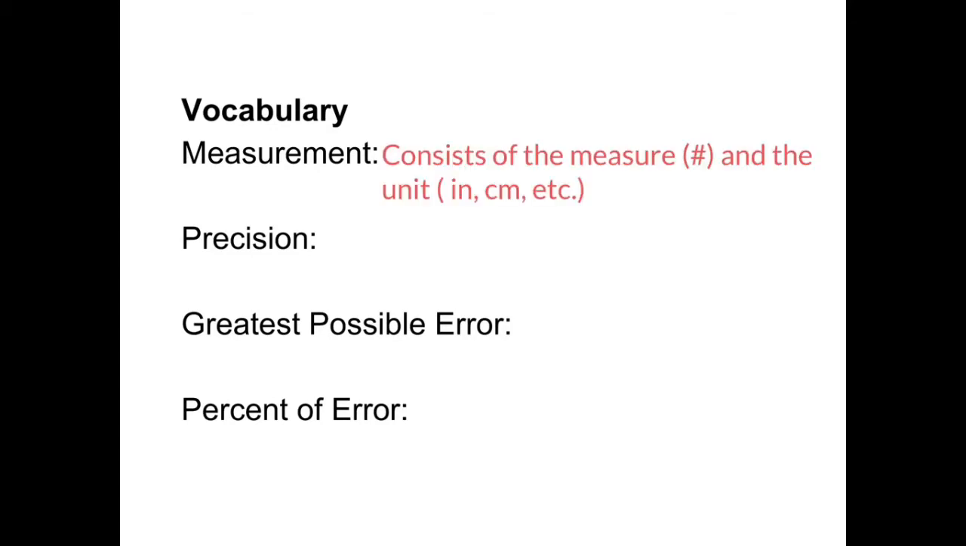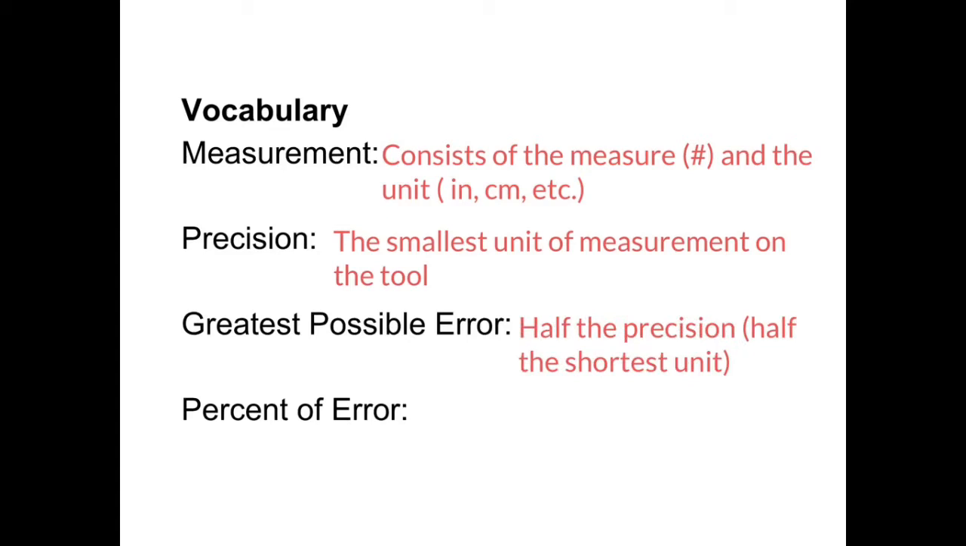Measurement consists of the measure, the number, and the unit, so inches, centimeters, etc. Please make sure we are labeling our measurements. Precision refers to the smallest unit of measurement on the tool. So for most rulers in the customary system, it would be 1/16 of an inch, for example. In the metric unit, it would be a millimeter because that's what each of the tick marks represented. The greatest possible error refers to half of the precision, so half of the shortest unit.